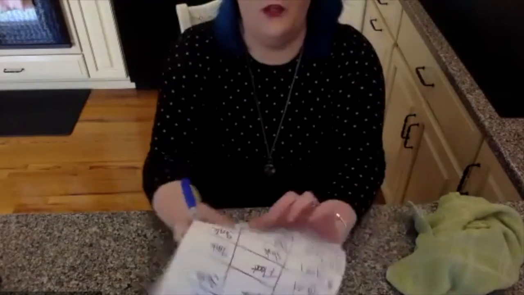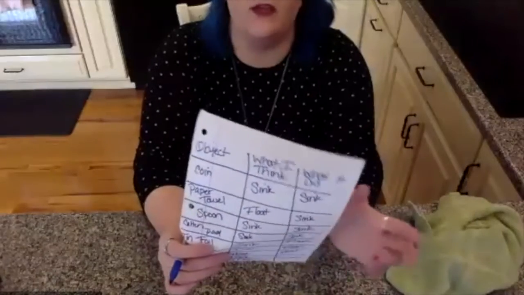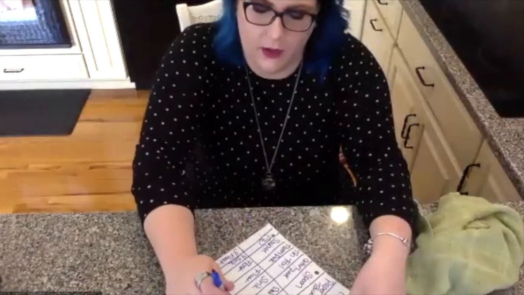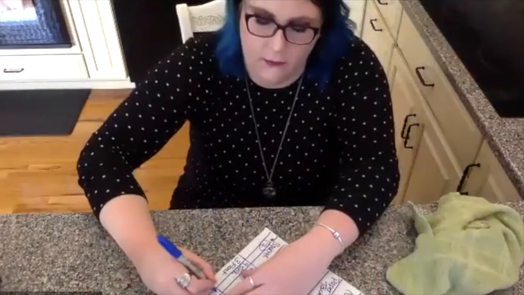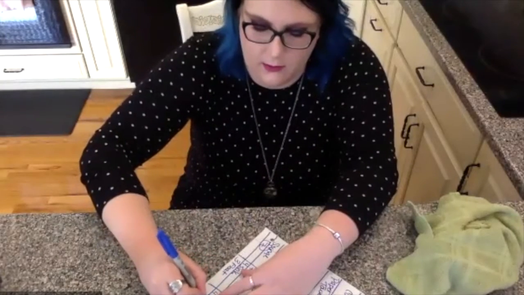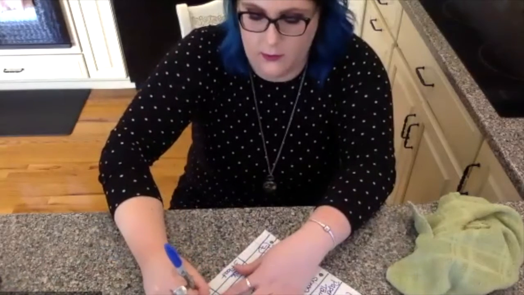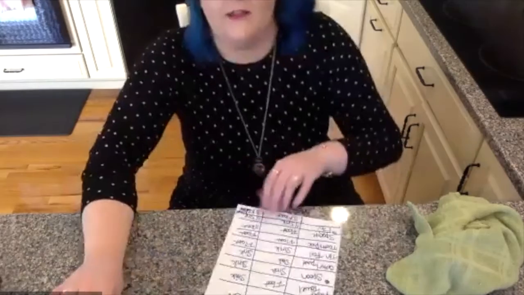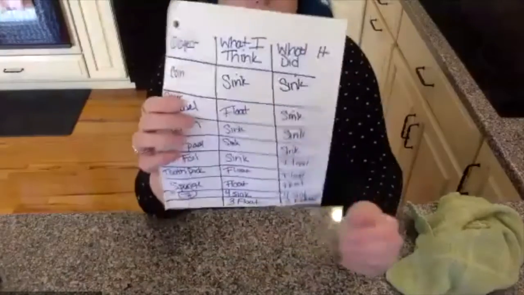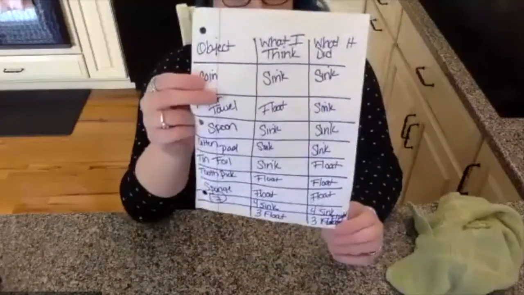And then after what you thought was gonna happen, we're gonna do the other side of what it did, and count up the sink and the float. So I had 1, 2, 3, 4 sink. And 1, 2, 3 floated. My science is a little messy right now. That's okay. I made a mistake. If you make a mistake, that's okay.